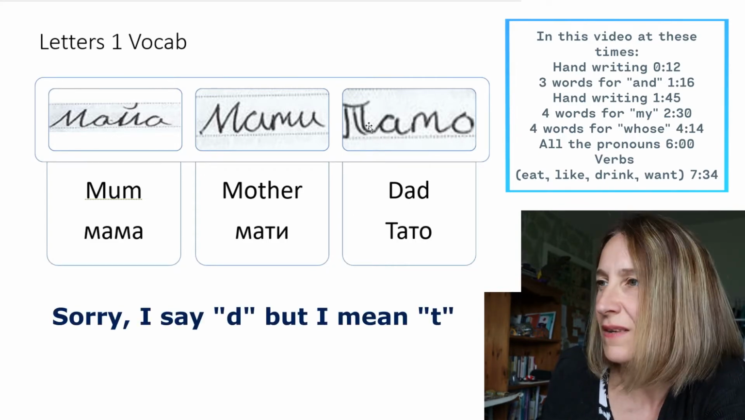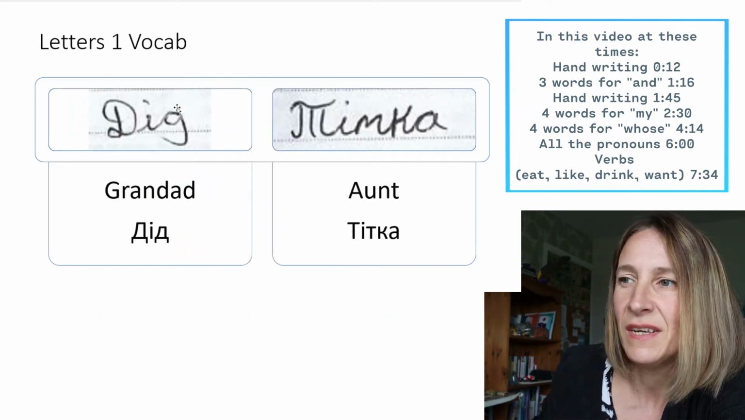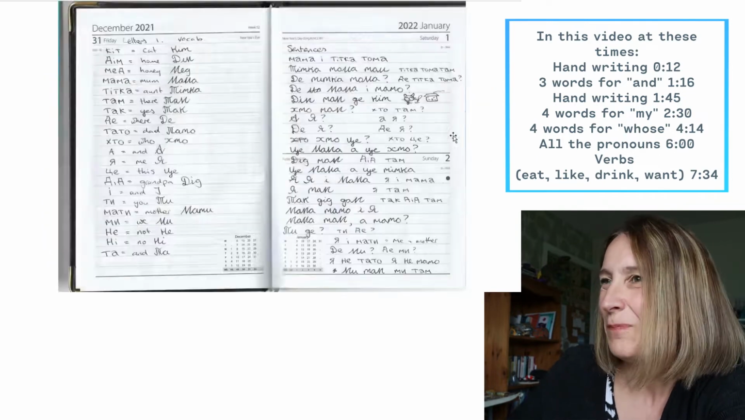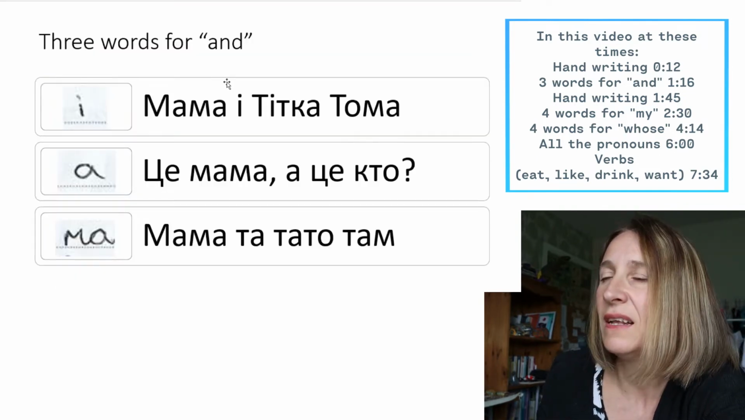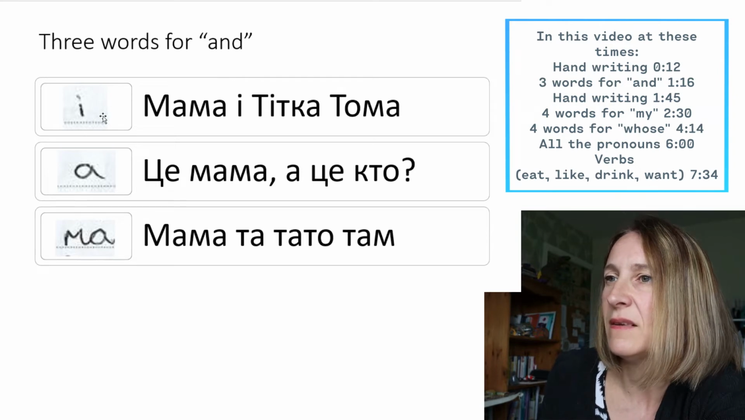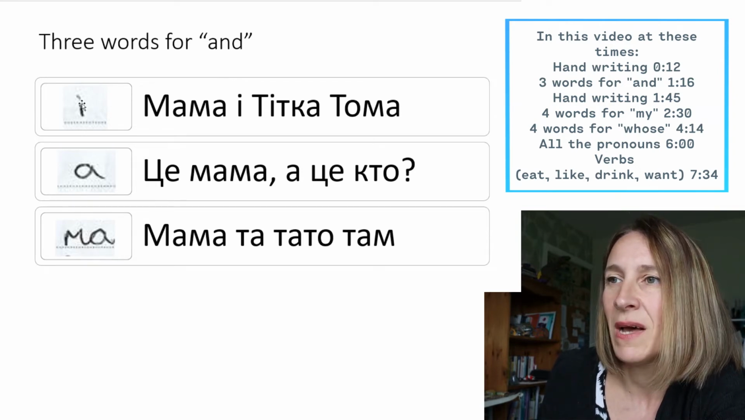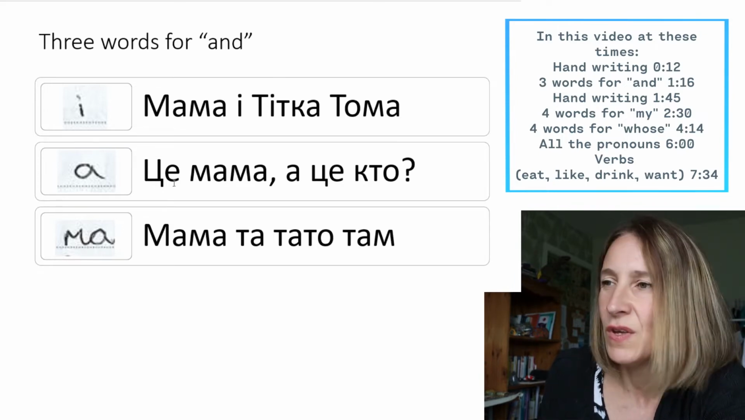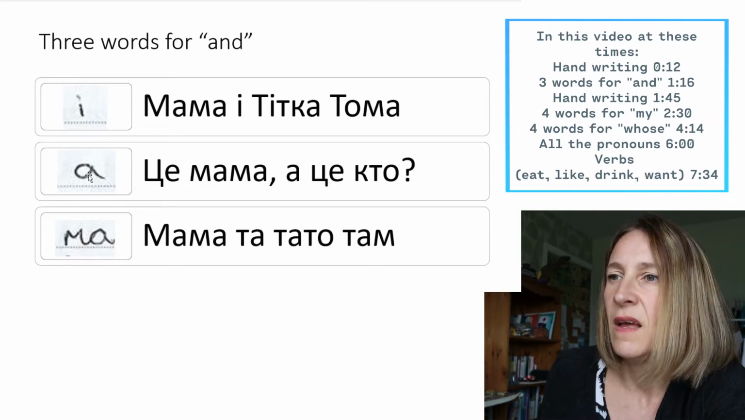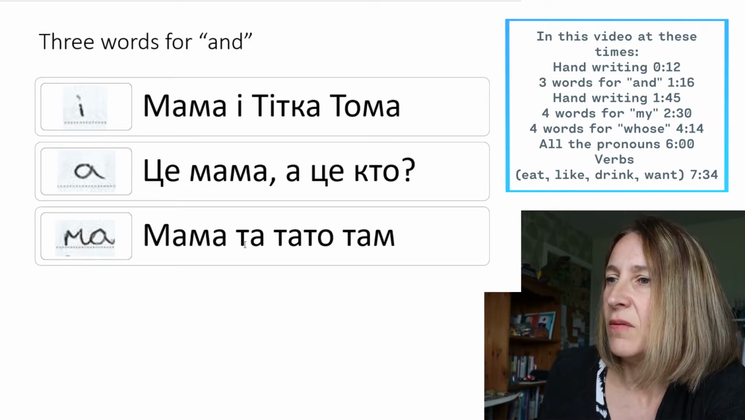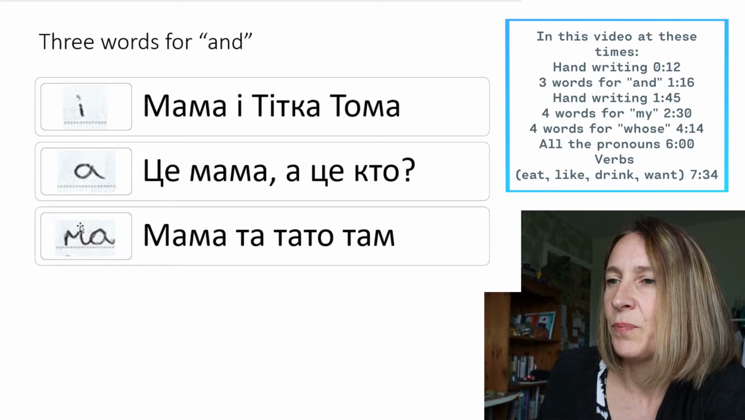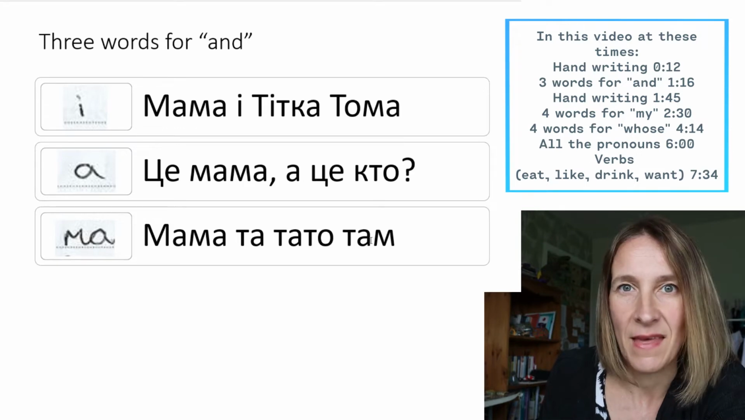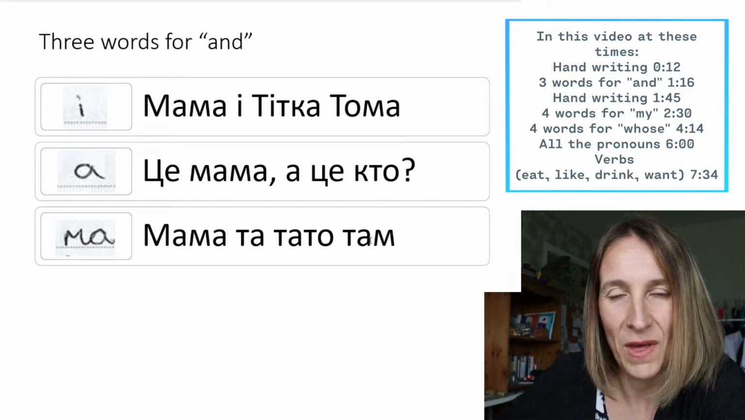So there are 2 letters for D. Did, granddad, titka, of course titka, auntie. I found 3 words for and in the letters lesson. So we've got mama I titka toma, I, tse mama, tse kto, so this is mum, and who's this? And we've got a for and then mama, ta tato tam. Okay, see how you write ta? Mama, ta tato tam. Mum and dad are there. Okay, 3 words for and. I thought that was interesting.